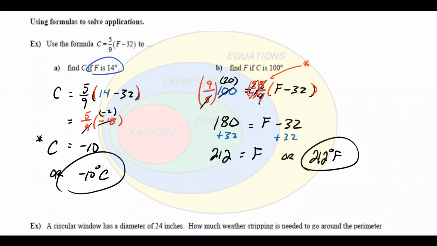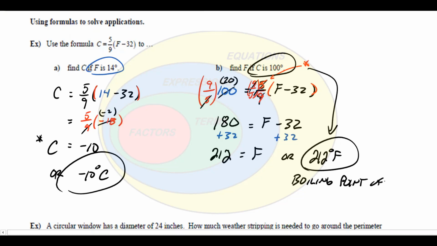If I have 100 degrees Celsius, that actually is the same as 212 degrees Fahrenheit. And if you recognize this, this is the boiling point of water. So in Fahrenheit, it's 212 degrees, but in Celsius, it's 100 degrees.